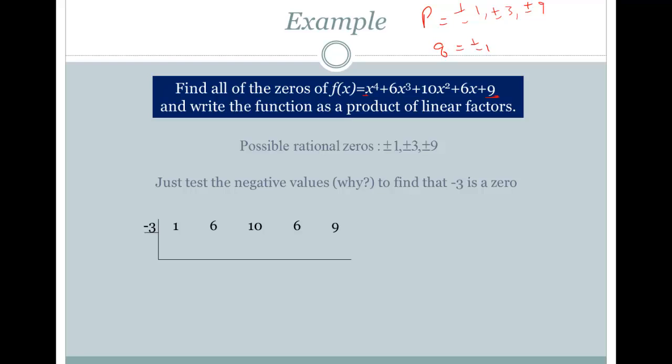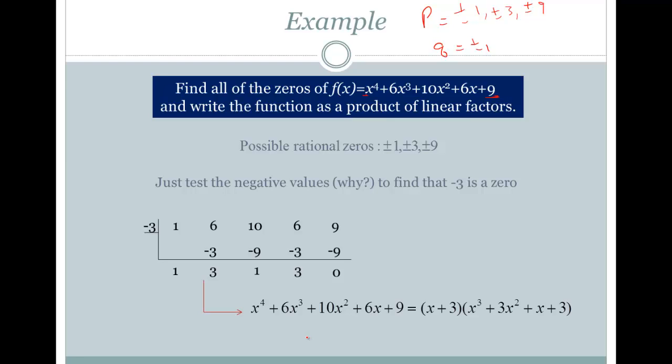Once I have my starting point, I can do my synthetic division. Bring the 1 down. 3, negative 9, 1, negative 3, 3, negative 9, 0. So now I can factor this, and I get this term. Here's my first 0: x plus 3, times x cubed plus 3x squared plus x plus 3. Try to find another one, possible rational roots here. Again, doing p over q, plus or minus 1 and plus or minus 3.